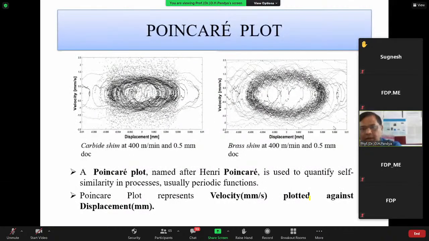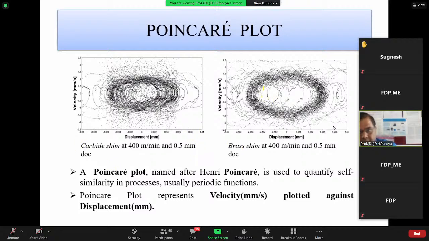The third one is the Poincare map, where the velocity is plotted. This is the carbide and the brass shim. Yes, you can see this. These are experimental photos, not simulated. At 400 meters per minute, 0.5 depth of cut, carbide shim and brass shim.